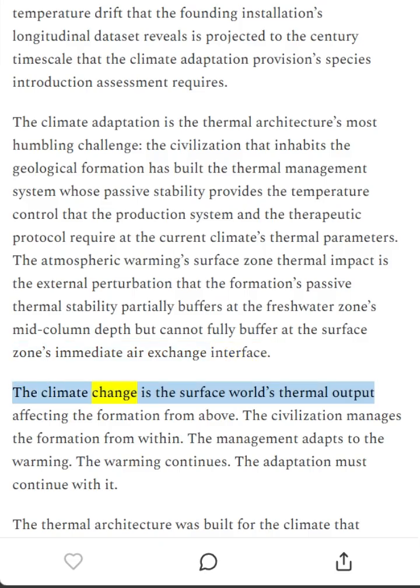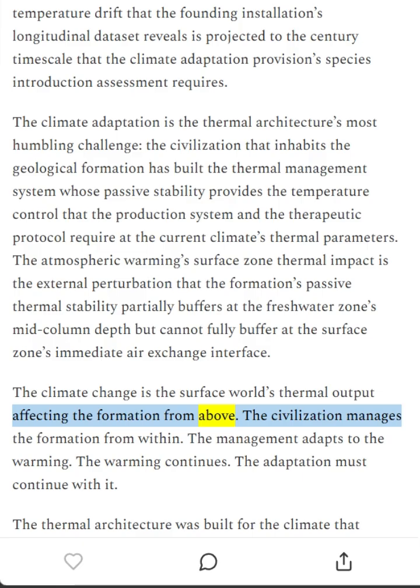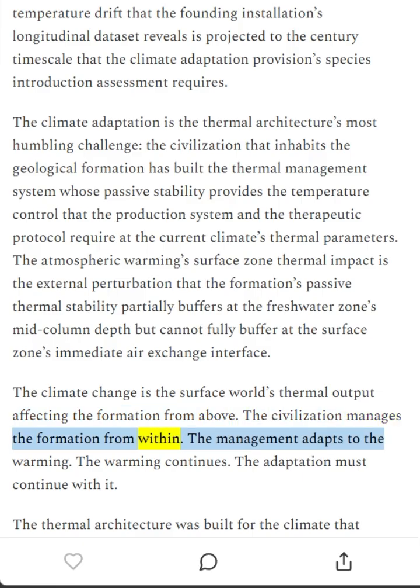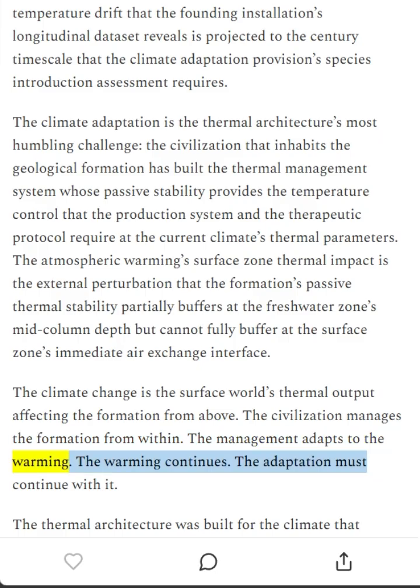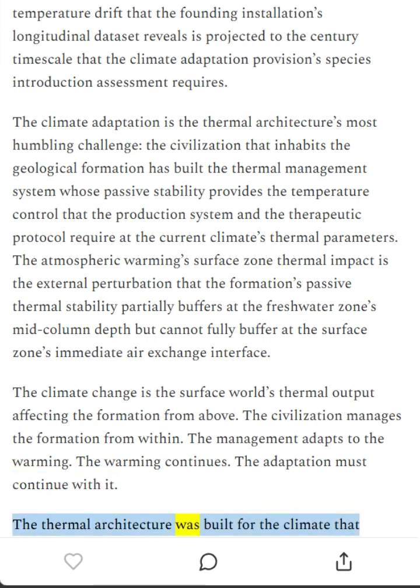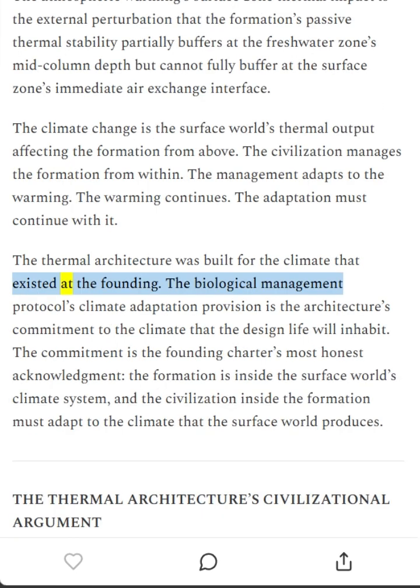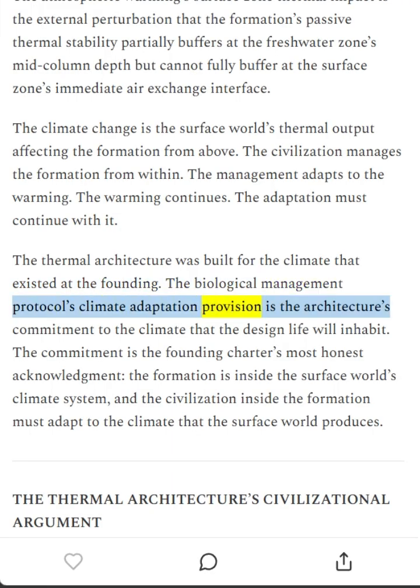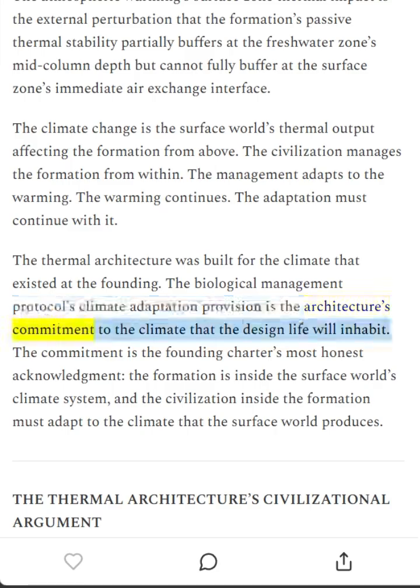The climate change is the surface world's thermal output affecting the formation from above. The civilization manages the formation from within. The management adapts to the warming. The warming continues. The adaptation must continue with it. The thermal architecture was built for the climate that existed at the founding. The Biological Management Protocol's climate adaptation provision is the architecture's commitment to the climate that the design life will inhabit.